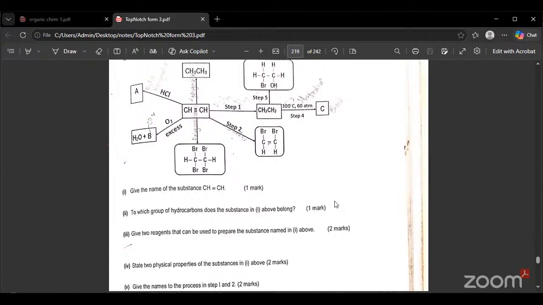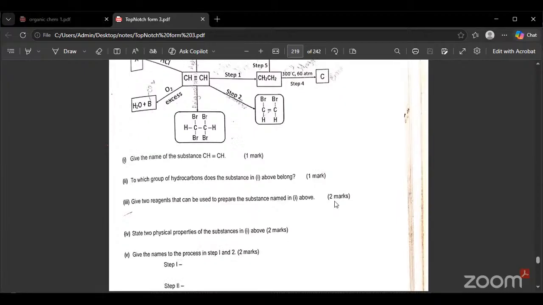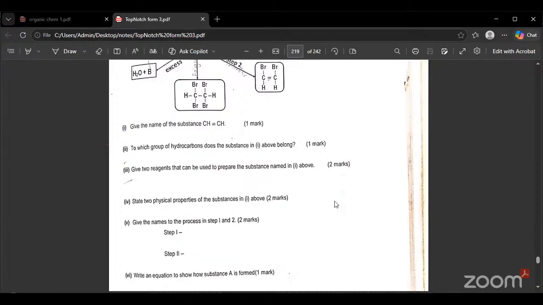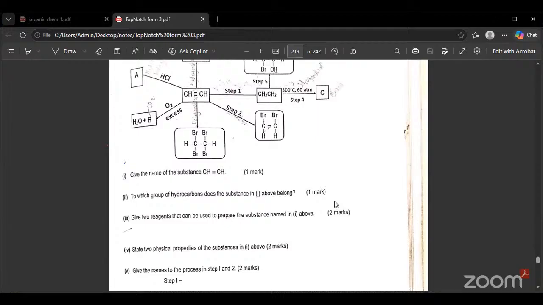Give the names of the processes. Step 1 and step 2. Si tumeshapeana hizo. Step 1, hydrogenation. Step 2, halogenation. Is it halogenation or hydrohalogenation? It is halogenation, yeah? Write the equation how substance A is formed. That one is hydrohalogenation, you can write.